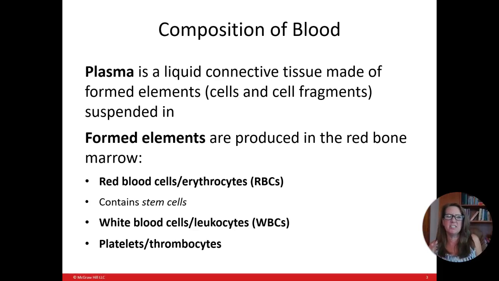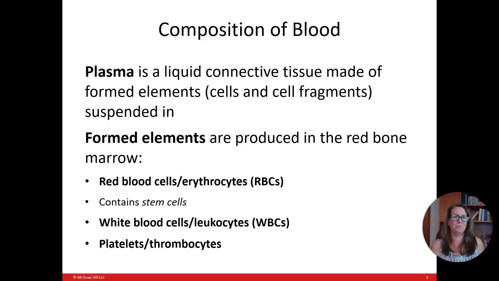Now, when we think about blood, most of the blood, or just over 50% of the blood, is made up of plasma. So this is essentially the liquid part of the blood. I don't know if you've ever done a whole blood donation, but essentially when you do that, they are going to take out your red blood cells and whatever white blood cells are there, and they're going to put the plasma back. So this plasma is the liquid connective tissue, and it contains what we call the formed elements, which are literally the cells: red blood cells, white blood cells, platelets, and so they're suspended in that plasma.